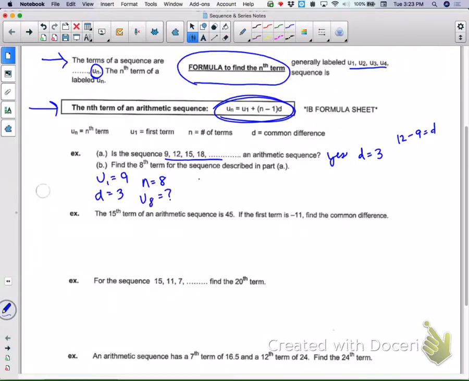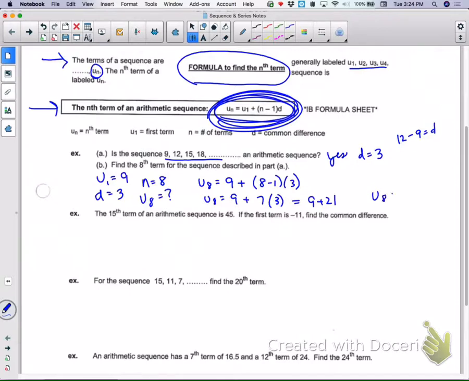So that's going to be u sub 8 is equal to 9 plus 8 minus 1 times 3. And you know how much work you show here is up to you, but again, I'm using the formula up here at the top. u sub 8 is equal to 9 plus 7 times 3. So that would be 9 plus 21, which means u sub 8 is 30.